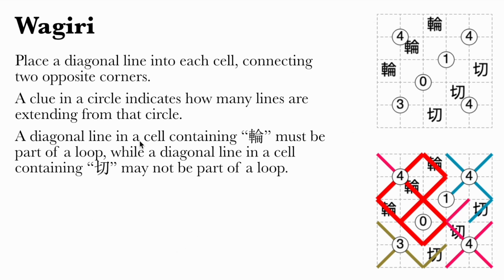A diagonal line in a cell containing wa must be part of a loop, while a diagonal line in a cell containing giri may not be part of a loop. So those symbols will tell us that this cell, for example, is part of something that contains a loop, and this cell is going to be dead ends everywhere and no loops at all. Those are the rules of Wagiri, so it's time to solve a puzzle.